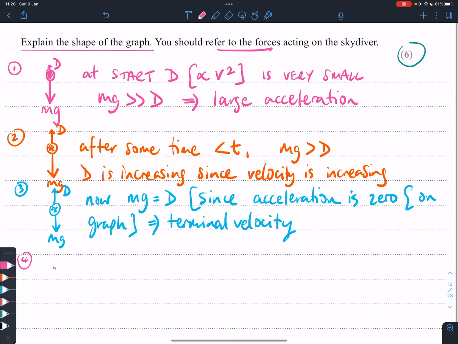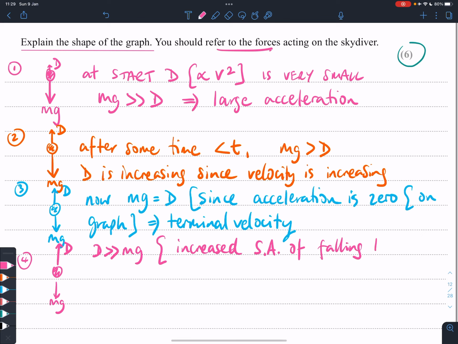And what happens is very interesting here. mg is always the same, but all of a sudden, D is enormous. Now, D is very much greater than mg. This is increased surface area of the falling body. The parachute's opened, which has a massive increase of surface area. Increased surface area of falling body due to the opened parachute.